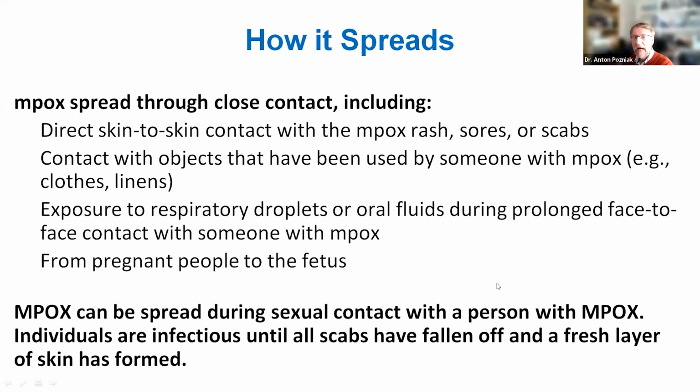So how does it spread? Well, direct skin-to-skin contact, and it's very interesting. If you have sexual contact, that's where the lesions usually start. You can get it by contact with objects, clothes and linens that have been used by someone who has monkeypox. Very rarely, exposure to respiratory droplets or oral fluids during prolonged face-to-face contact. And of course, pregnant women, to the fetus. And individuals remain infectious until the scabs have all fallen off and a fresh layer of skin has formed. And we now know that sexual contact has been a major way of transmitting Mpox.